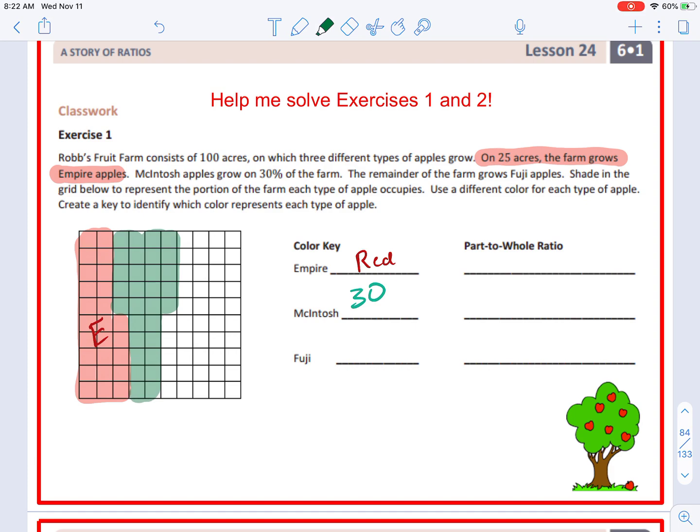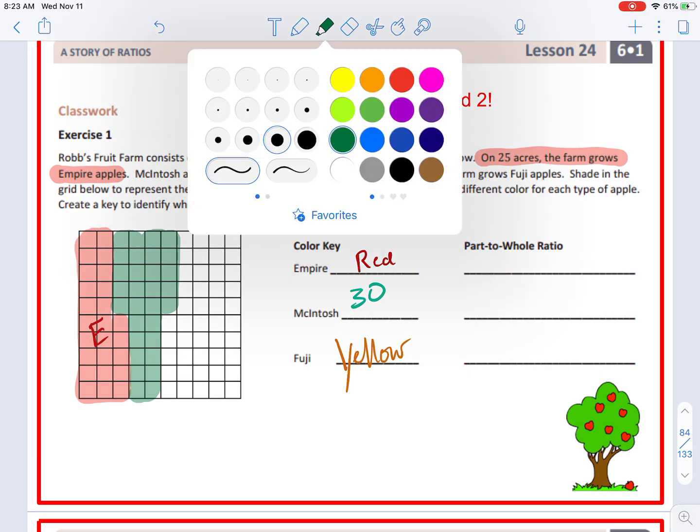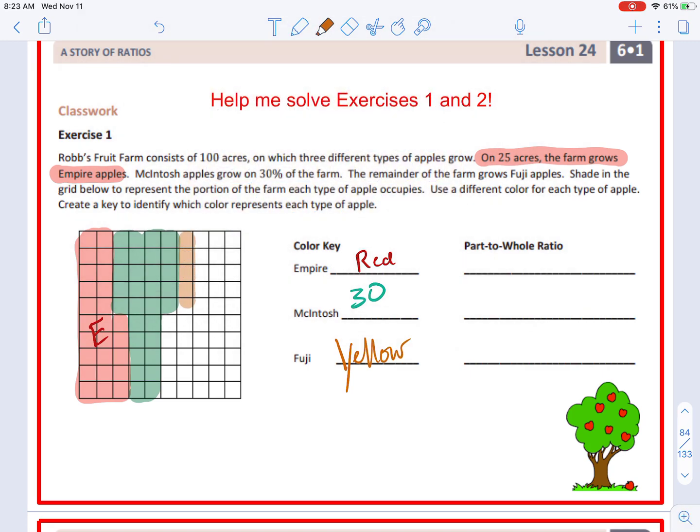And now it's telling us the remainder of the farm grows Fuji apples. Okay, I'm going to use yellow for Fuji. And it's going to occupy the remainder of the farm, which is 45%. Okay, 45 out of 100. Okay, so now we are done shading in the 10 by 10 grid.